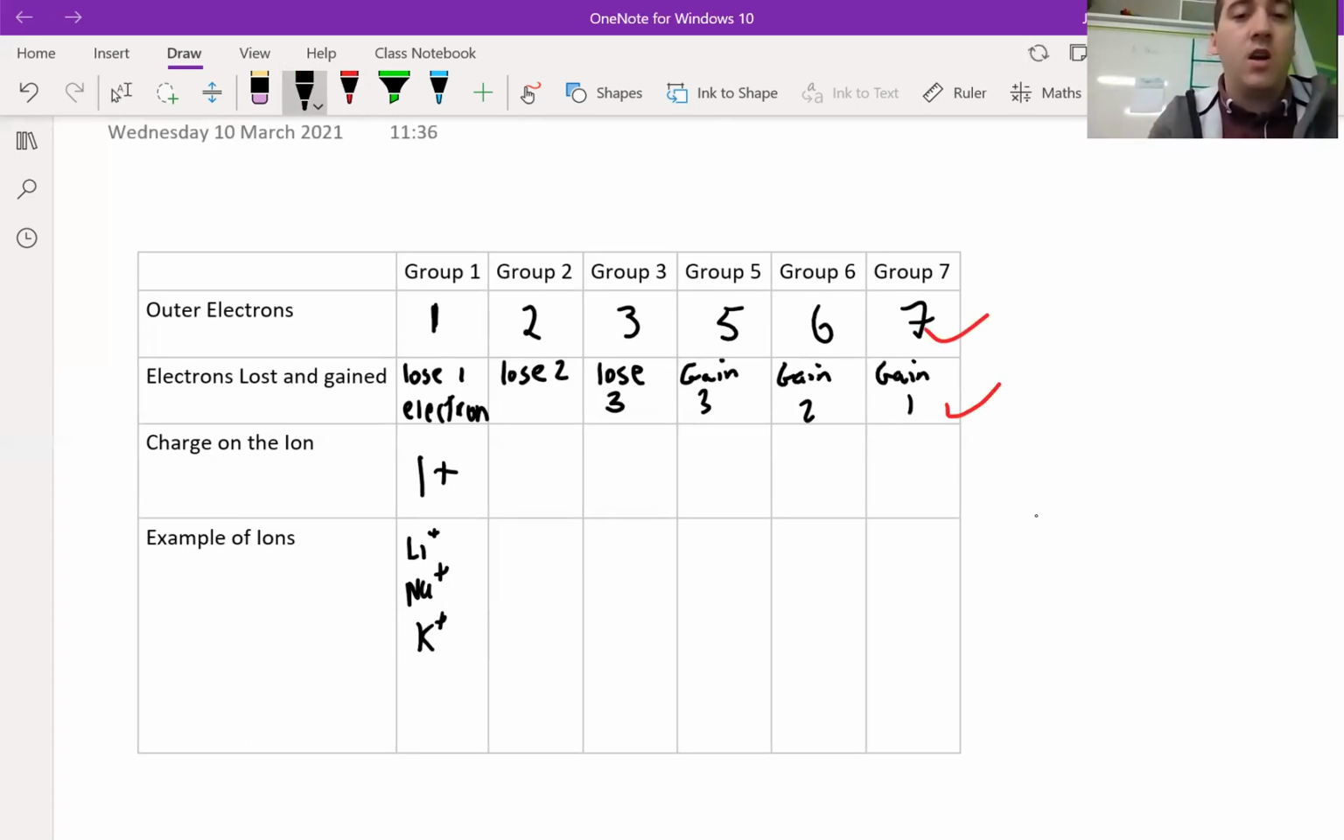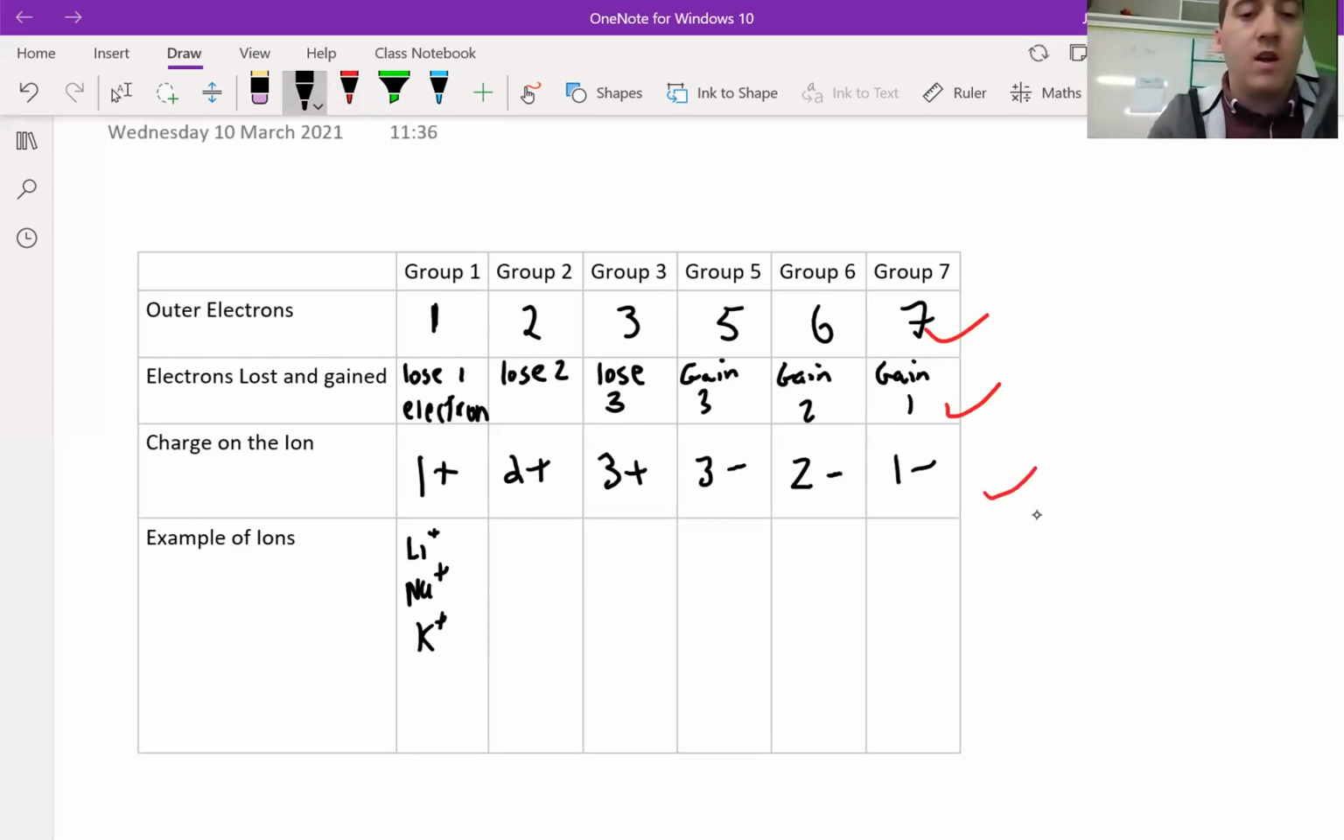If group 2 are going to lose 2 electrons, lose 2 of their minuses, that leaves them with a 2+ charge. Group 3 have lost 3 of their minuses, so that leaves them with a 3+ charge. Group 5 have gained 3 extra minuses, 3 extra electrons, so they are going to be 3 minus. Group 6, 2 minus. Group 7, 1 minus. Well done if you got that right. If not, you need to fix it.